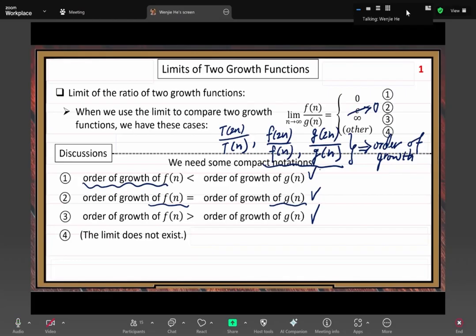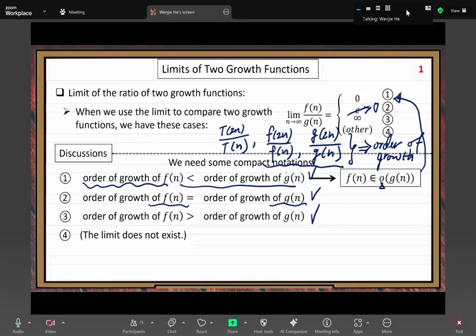Now let's look at the compact notations, the so-called asymptotic notations. For case 1, here we use this little o, our first asymptotic notation. Later, I will use a few slides to explain the exact meaning of these asymptotic notations. Here, first, the notation part: we say the f function belongs to little o of g function. So our first asymptotic notation, little o. What's the meaning? You can go back to case 1: the limit of the ratio equals 0.